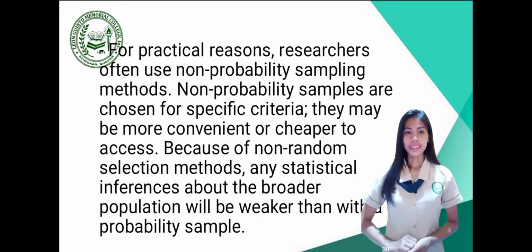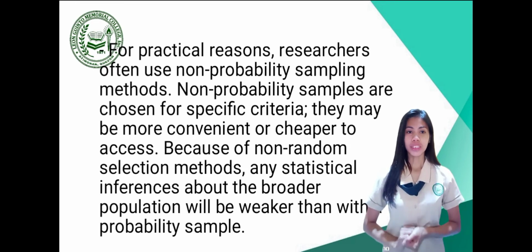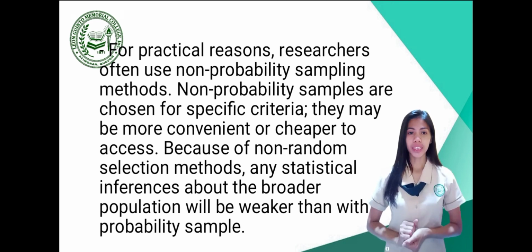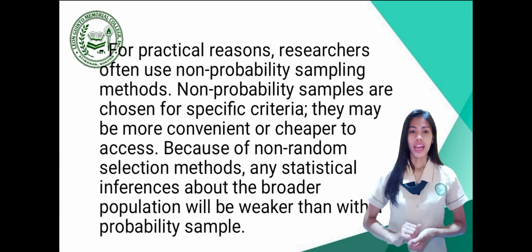For practical reasons, researchers often use non-probability sampling methods. Non-probability samples are chosen for specific criteria. They may be more convenient or cheaper to access. Because of non-random selection methods, any statistical inferences about a broader population will be weaker than with probability sampling.